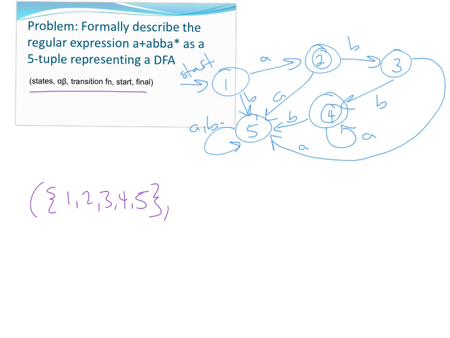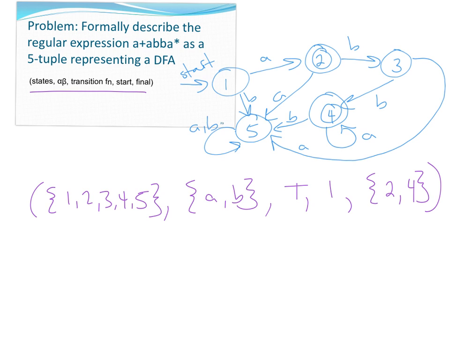The next element of the 5-tuple is the alphabet. And again, this is over the alphabet A, B. Then we have our transition table. We'll fill that in a minute. Then we have our start state, which is the state 1. And then we have our accept states, our final states, and in this case we do actually have more than one. State 2 is an accept state, and state 4 is an accept state. And the close parenthesis to close out the 5-tuple.